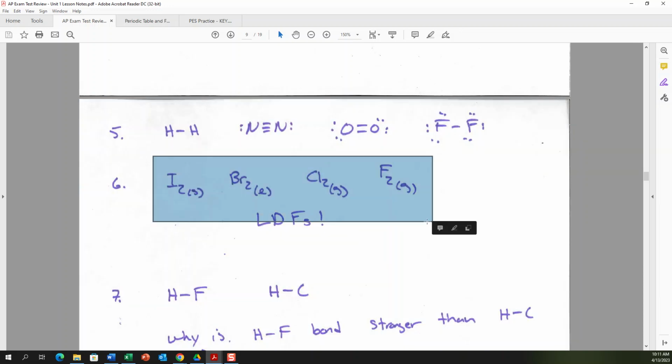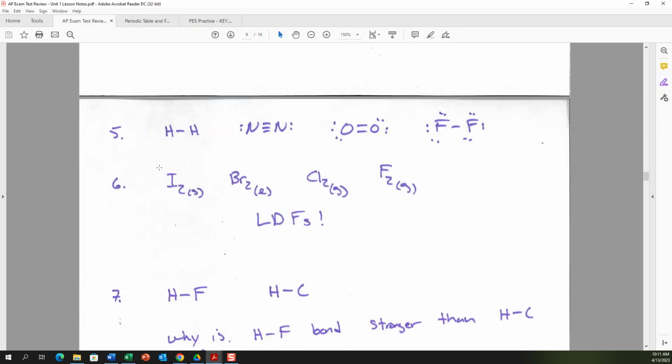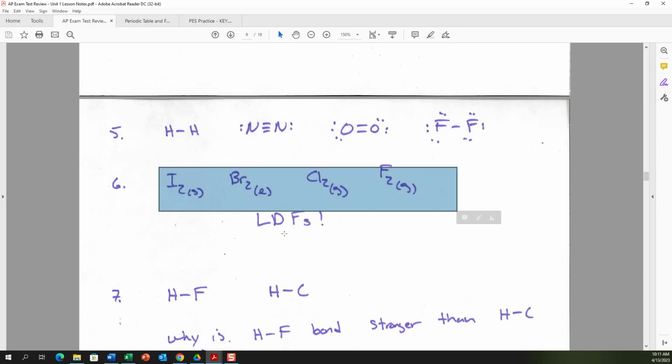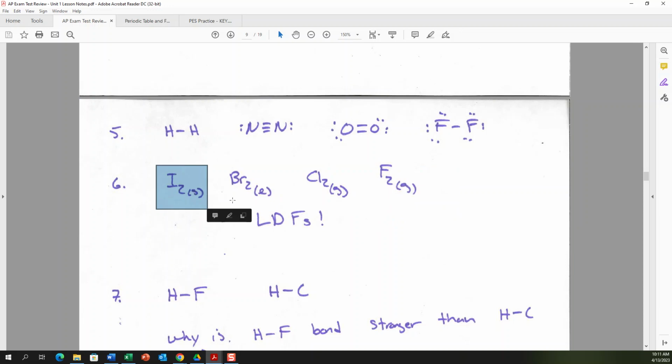States of matter in terms of the halogens: iodine's a solid, bromine's a liquid, chlorine's a gas. They're all nonpolar molecules. It's just that iodine has way more electrons, so a way bigger electron cloud, more polarizable, which means stronger London dispersion forces, right? And then fluorine would have weaker London dispersion forces because it has the least number of electrons, the smallest electron cloud of them, all right?